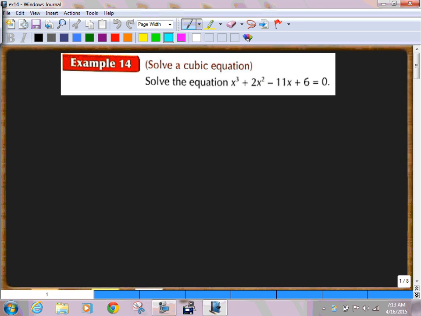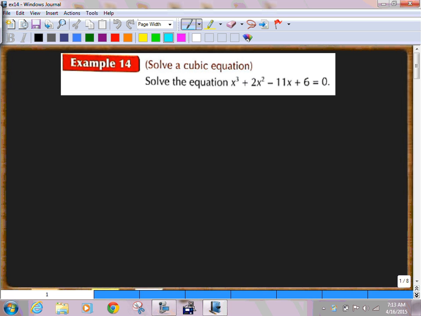Okay, let's look at example 14. It asks us to solve a cubic equation. That cubic equation is x cubed plus 2x squared minus 11x plus 6. What we need to do first is to find one of the factors of this function. To do so, we need to use the remainder theorem.